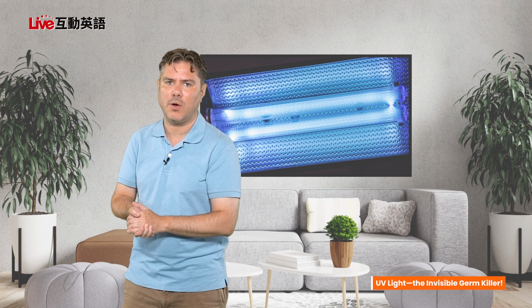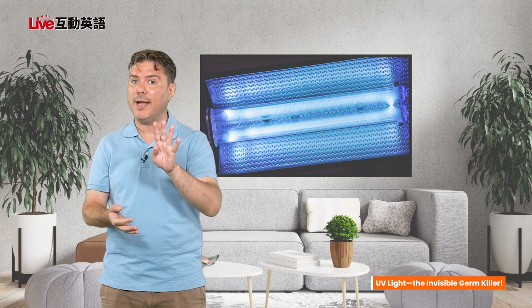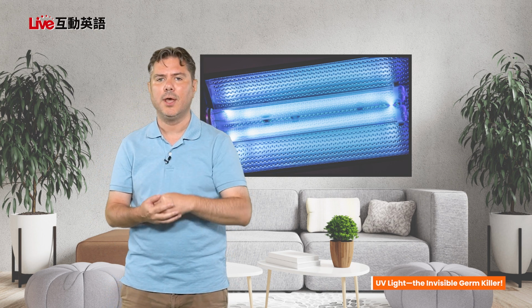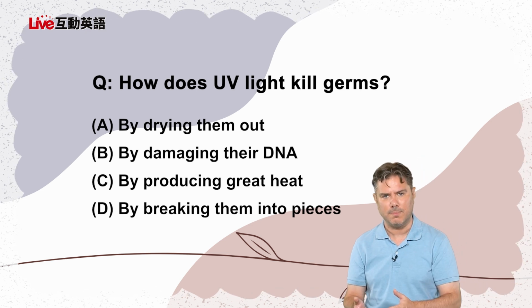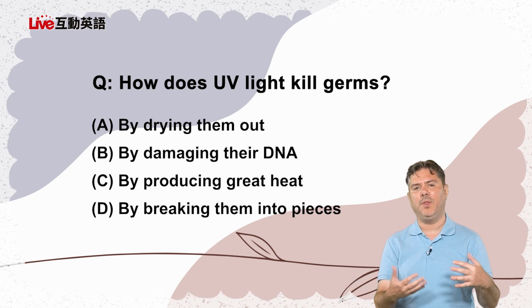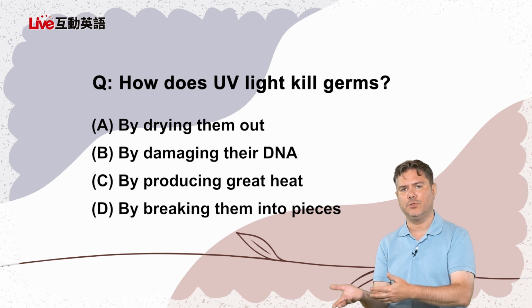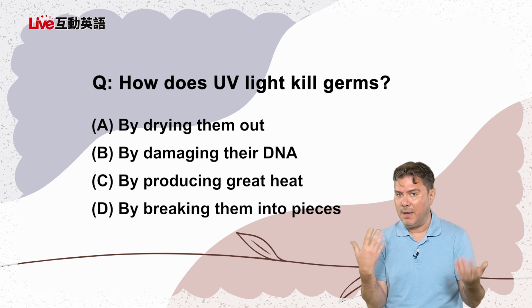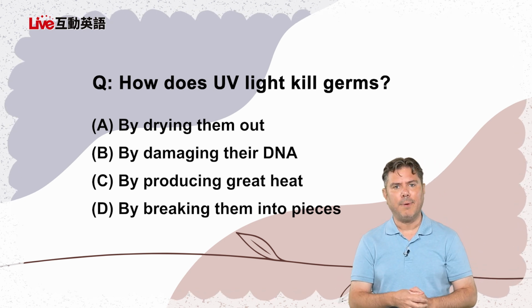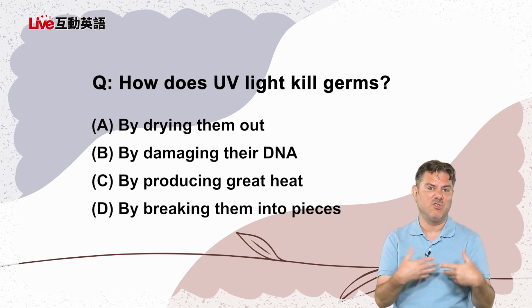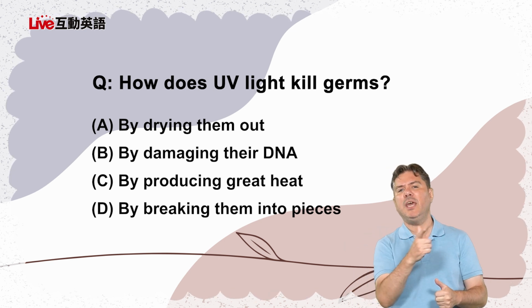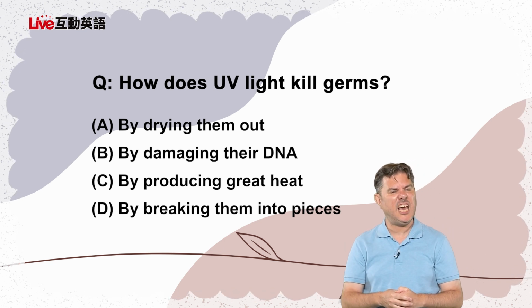All right, let's get to our question. Here it is. We have 4 answers for you, so pay attention. Here's the question: how does UV light kill germs? What is happening when UV light is used to kill germs? It is killing the germs, but how? A, by drying them out. Okay, light dries things like the sun dries your clothes. All right, yeah, okay. B, by damaging their DNA.